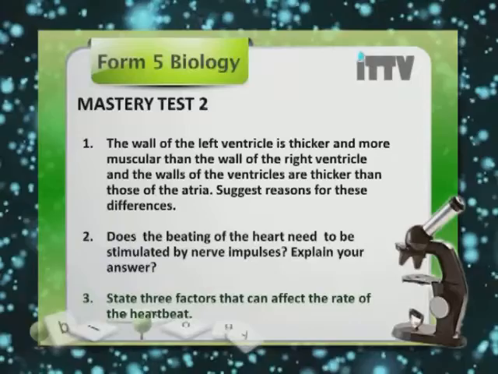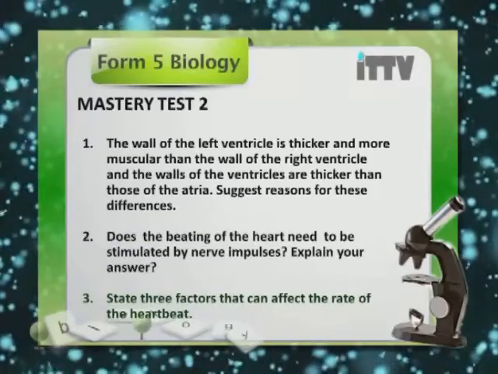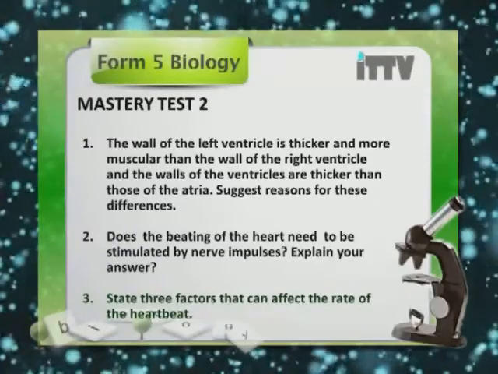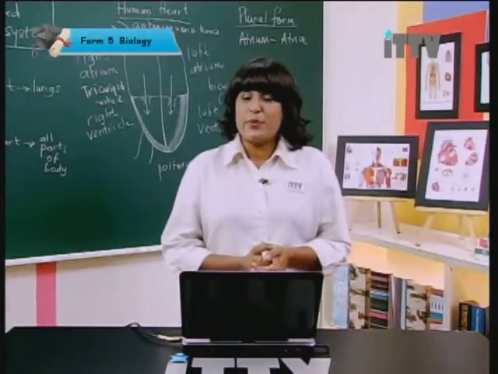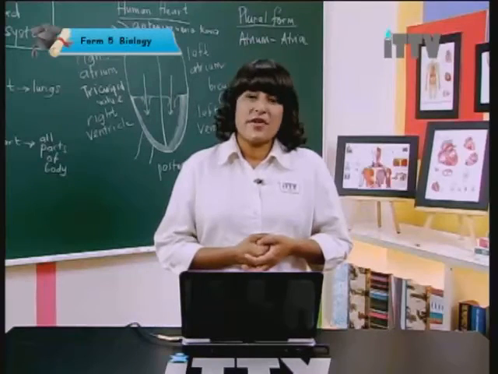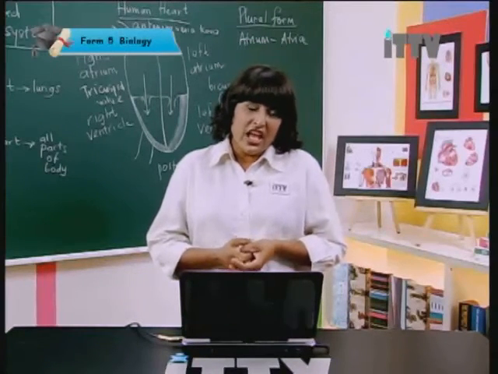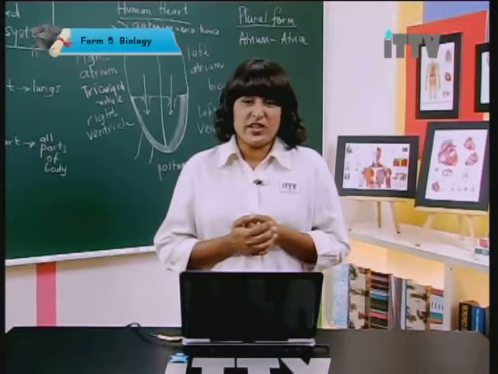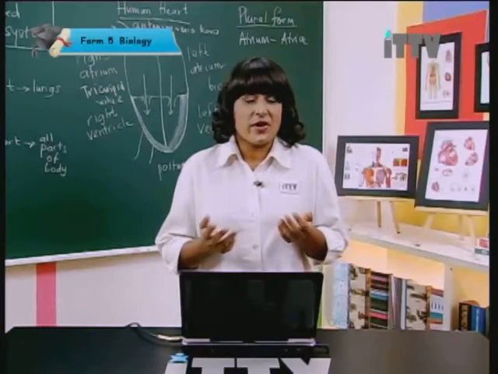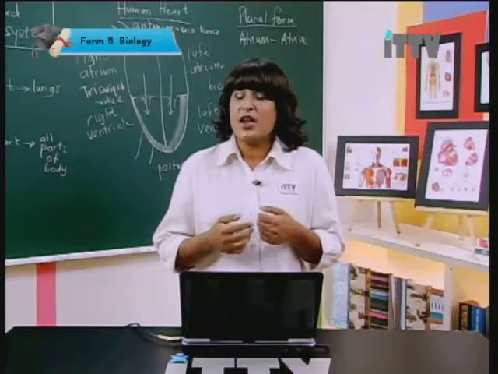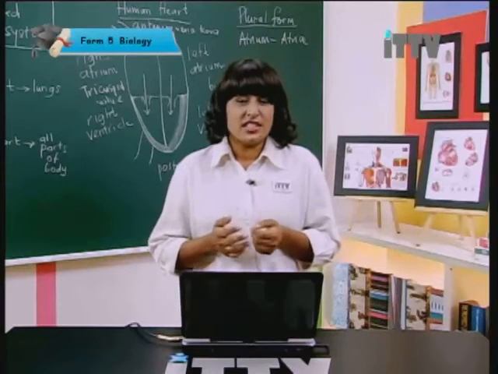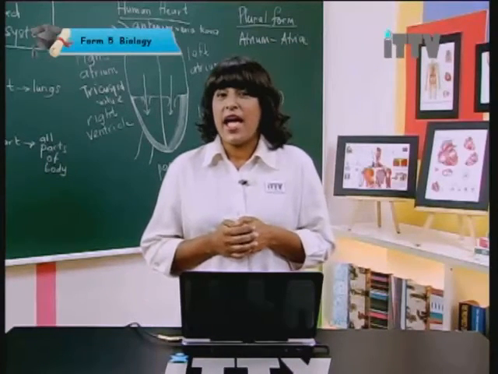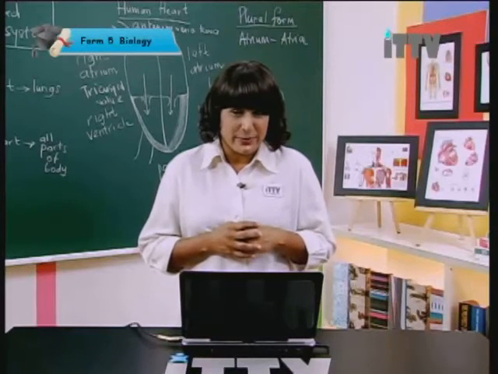Okay, this is a very interesting question. Let us take a look at what can really affect the rate of the heartbeat. The heart is innervated both by the sympathetic nervous system and the parasympathetic nervous system. When you are suddenly triggered by fear or anger or irritation, your heart has a higher heart rate or a faster heartbeat. This is because of the sympathetic nervous system and the increase in adrenaline.